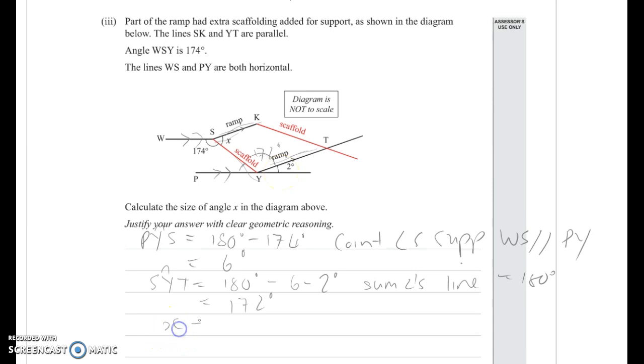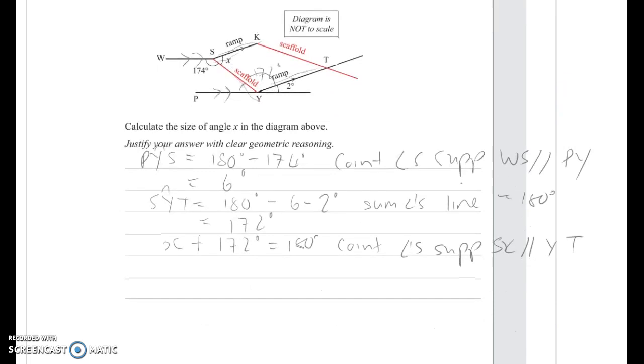So I know that X plus SYT, or X plus 172 degrees, equals 180 degrees. Co-interior angles are supplementary. And in this case, it's SK is parallel to YT. And I can carry on from there. 180 minus 172 is equal to 8 degrees. So X must be 8 degrees. And that is done quite nicely. So just putting in the values that you've been told and knowing what you're talking about can really make it a lot simpler.